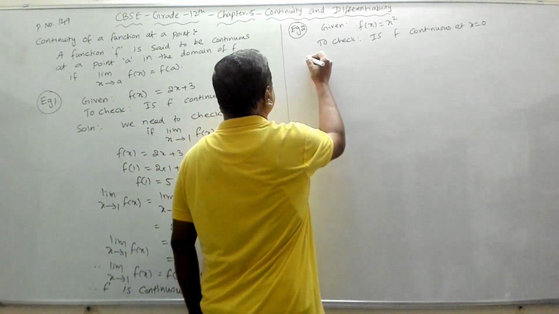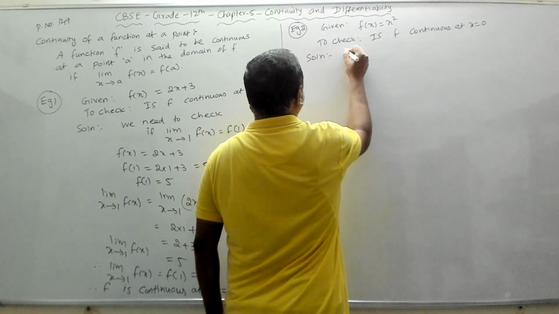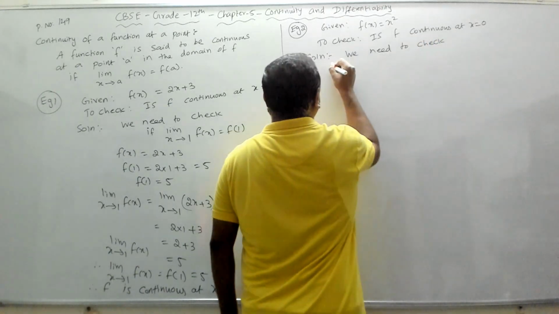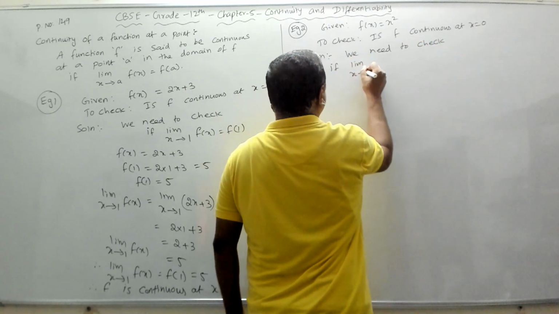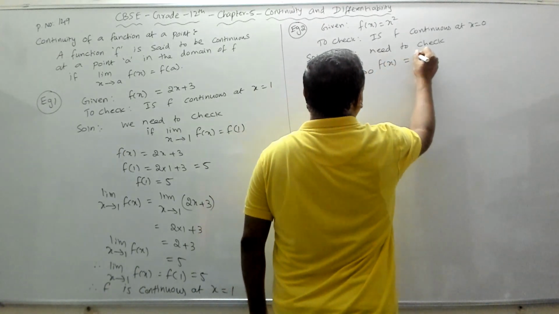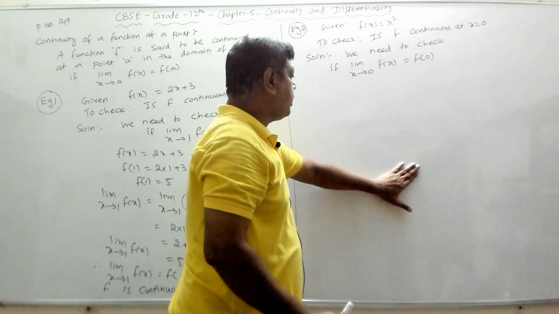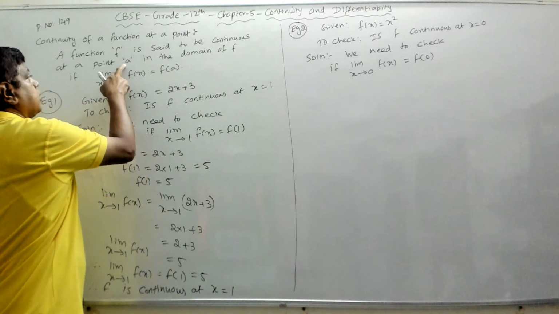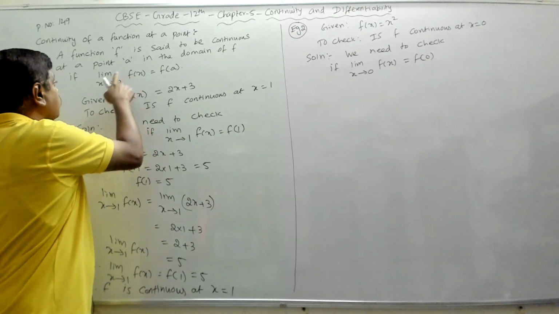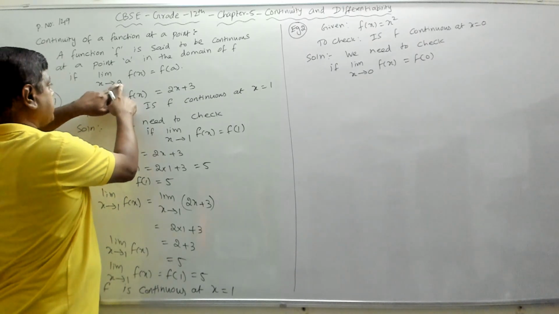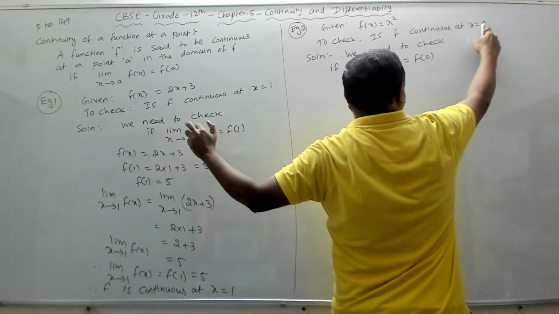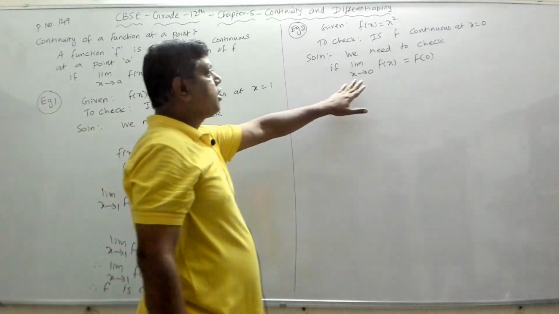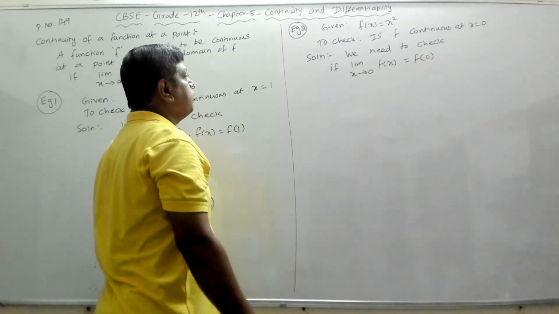So the solution is we need to check if limit x goes to 0 f of x equal to f of 0. Here a is 0. At the point x equal to 0 means our a is 0, the point at which we are checking the continuity. So we need to check limit x goes to 0 f of x equal to f of 0. If this is true, then it is continuous at x equal to 0. If not, it is not continuous at x equal to 0.